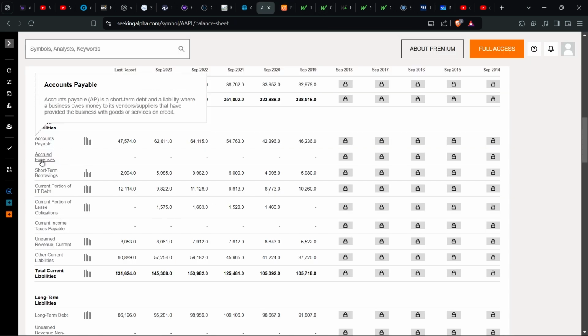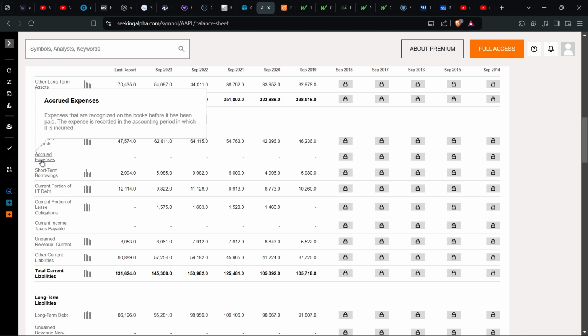Okay, moving on, there are accrued expenses. So, what are accrued expenses? Expenses that are recognized on the books before they have been paid. The expense is recorded in the accounting period in which it is incurred. In a business, typically there are services you use. Okay, this primarily includes utilities and salaries that have already happened.